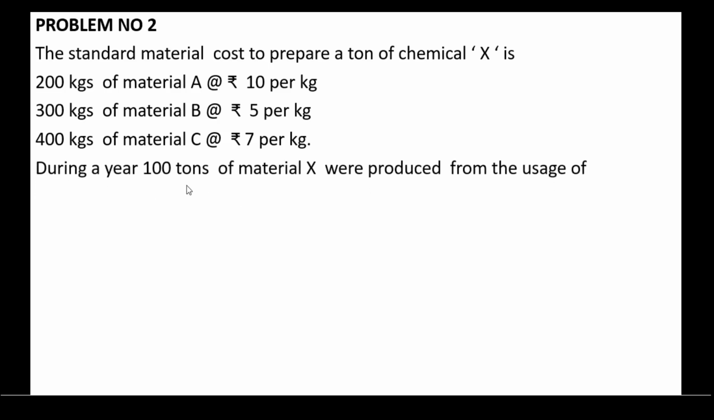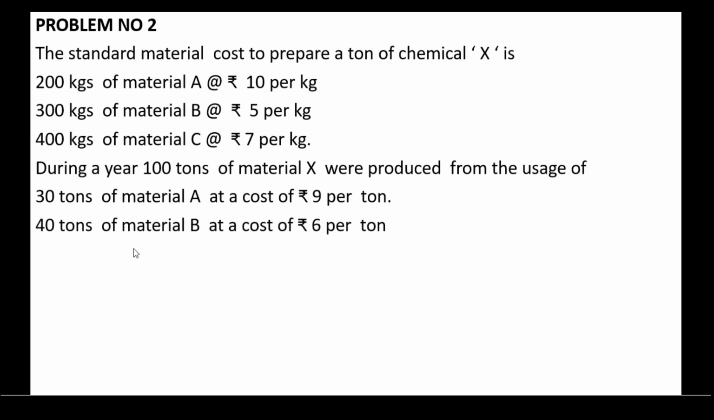During a year, 100 tons of material X were produced from the usage of 30 tons of material A at a cost of rupees 9 per ton.